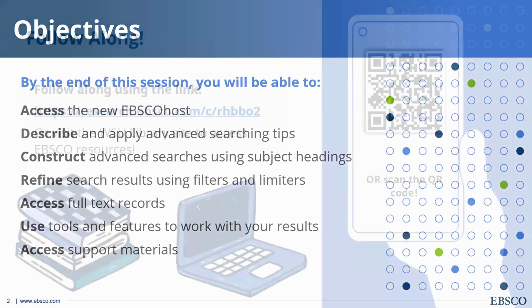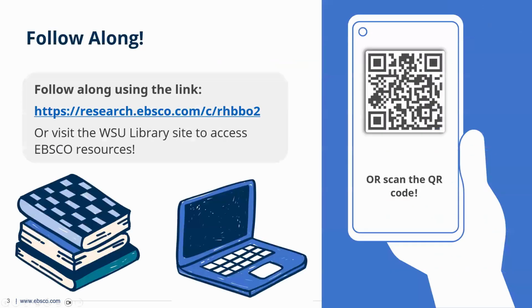So for those that would like to follow along, and I do encourage you to do so, please visit the chat panel. You will see a link available in there that will take you to the new EBSCOhost. If you also have your mobile device handy, you can scan the QR code and it will open up the new interface on your mobile device as well, just using the web browser. And you can also visit the WSU library site to access EBSCO as well.